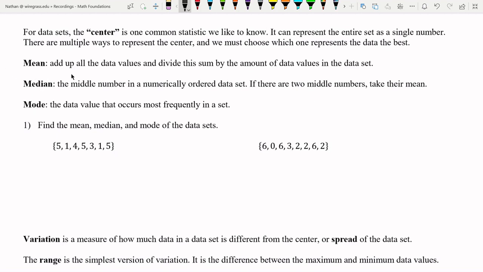The mean is just add up all the data values and divide by the amount of data values in the set. So this is typically called the average.